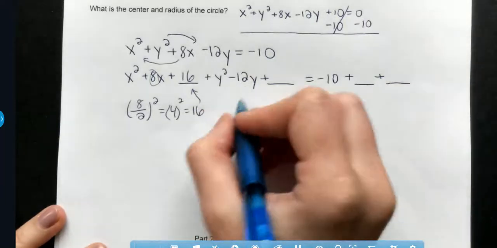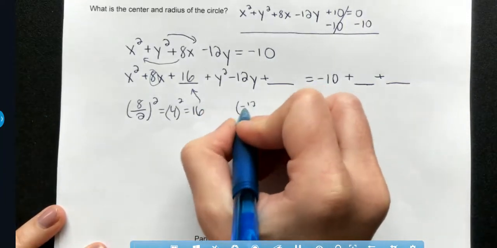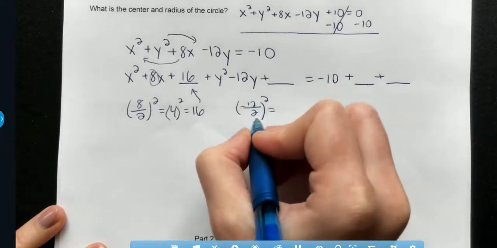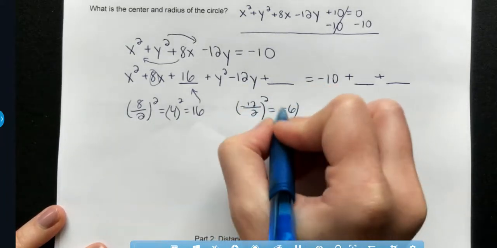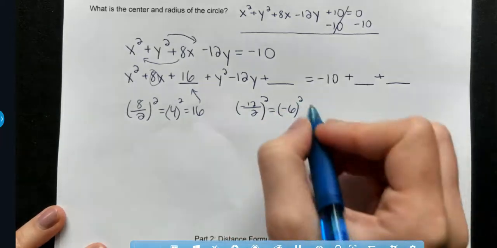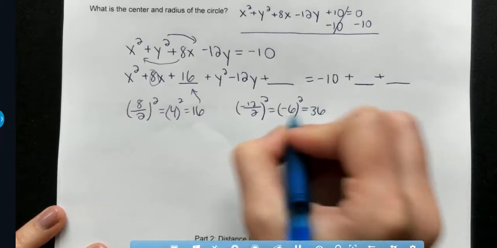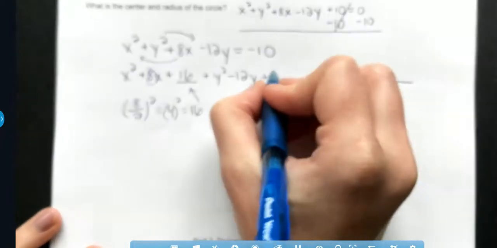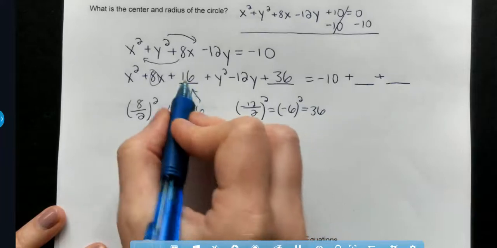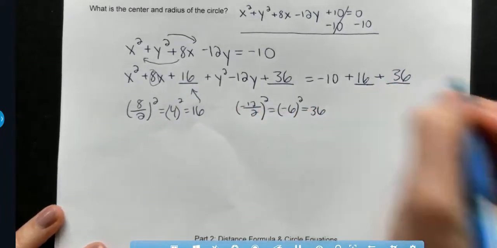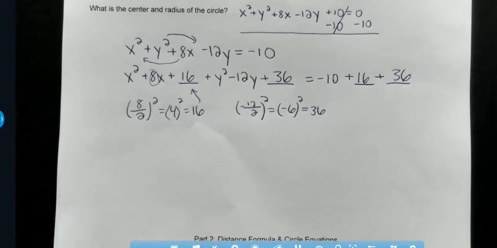Alright, so over here, I'm going to do the same thing. Negative 12 divided by 2 squared. So negative 12 divided by 2 gives me a negative 6. And a negative 6 squared. Negative times a negative gives me a positive. So a positive 36. Alright, great. So I added 16 here and 36 here, so that is what will go on that side.